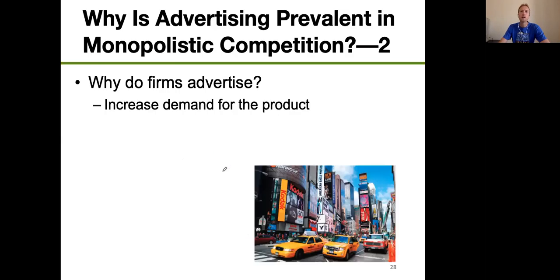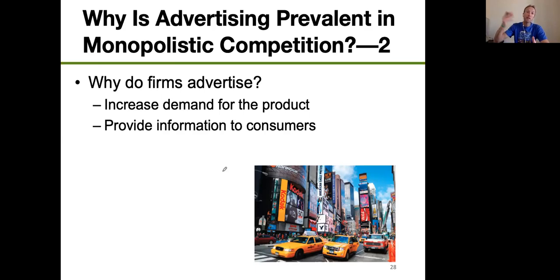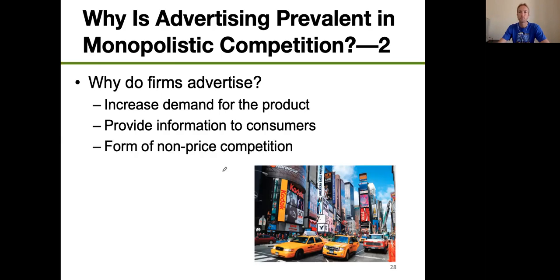Okay, let's talk about another reason besides just increasing demand for the product, which is one. What about providing information to consumers? This is really important in monopolistic competition because what's the whole point of monopolistic competition? Try to make people think that your product is different or better than other people's product. That's called product differentiation. So we need to provide the information to consumers to do that. It can definitely be a form of non-price competition. Hey, my advertisements are better than your advertisements, right? Budweiser always tries to have the coolest Super Bowl advertisement for just this reason, okay?